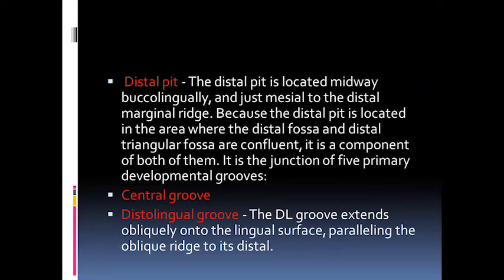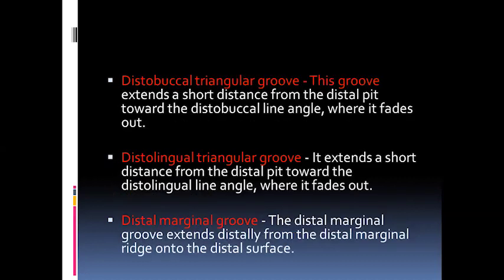Number one is the central groove. Second is the distolingual groove. The distolingual groove extends obliquely onto the lingual surface, paralleling the oblique ridge to its distal. Distobuccal triangular groove. This groove extends a short distance from the distal pit toward the distobuccal line angle, where it fades out. And distolingual triangular groove. It extends a short distance from the distal pit towards the distolingual line angle, where it fades out. Distal marginal groove. The distal marginal groove extends distally from the distal marginal ridge onto the distal surface.